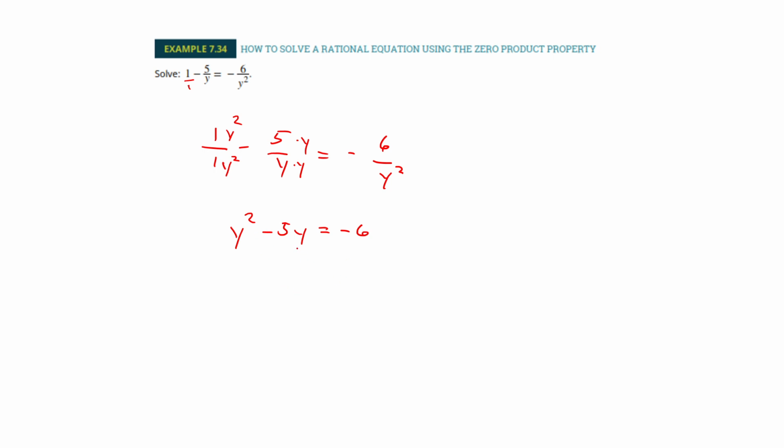Now, the only way we know so far to solve this is the zero product property. Because it has a square in it, the only way I know how to solve this is to make one side equal to 0 and then factor it and solve the individual pieces.